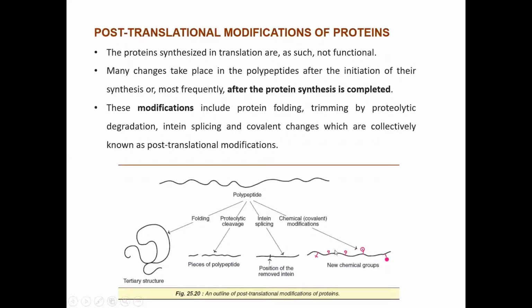So in this diagram you can see, one is folding of the polypeptide to its tertiary structure. If it's a combination of polypeptide chains, you will have quaternary structure also, for example hemoglobin. Then you can have proteolytic cleavage, which is going to remove a piece of the polypeptide and convert it into an active form. Then you can have intein splicing, where a particular segment in between could be removed. And you can have chemical modification, which is covalent modification, that is addition of a group or removal of a group, etc.